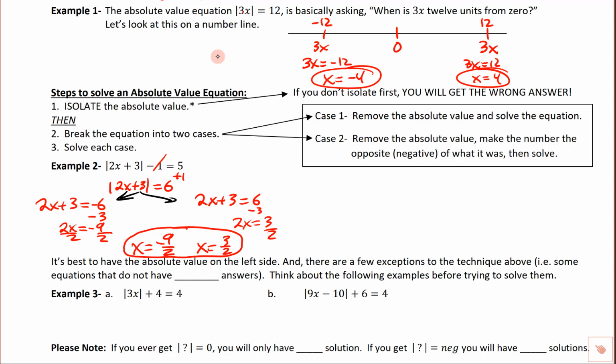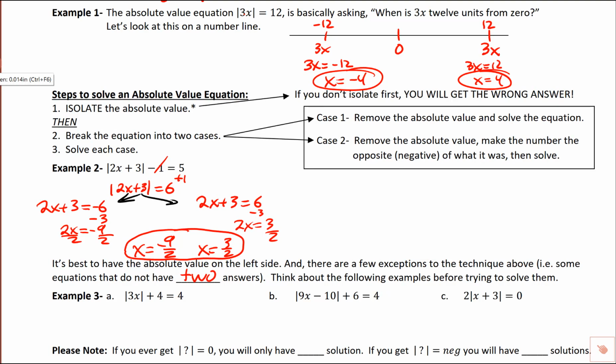There are some equations that do not have 2 answers. So there are times where you run into absolute value equations that don't have 2 answers, and we're going to take a quick look at these right now. You may remember these from last year, so let's go ahead and take a look. I'm going to isolate this one, so I'm going to subtract 4 from both sides. So that's going to give us absolute 3x equals 0.